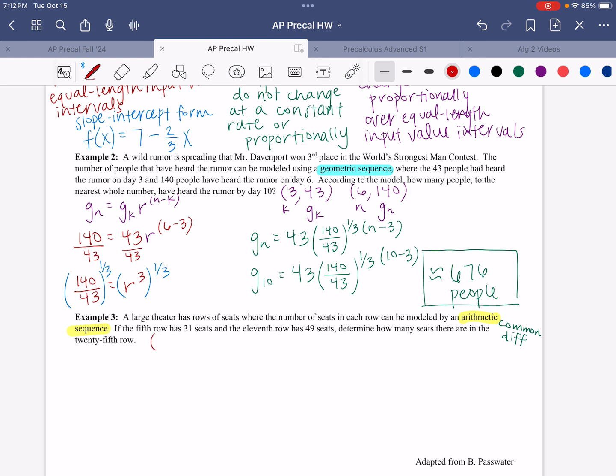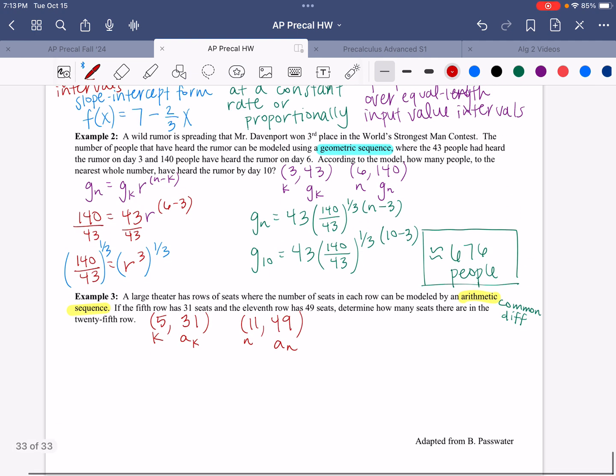So again, I don't know the initial amount, but I know that row 5, so 5 is our input, has 31 seats. And I know the 11th row has 49 seats. And so I'm using an arithmetic sequence. Oops. Excuse me. I said arithmetic and wrote an A. So the output of the kth term is going to be 31. And then I'm going to let n, the nth term, be my 11th row, which has 49 seats.